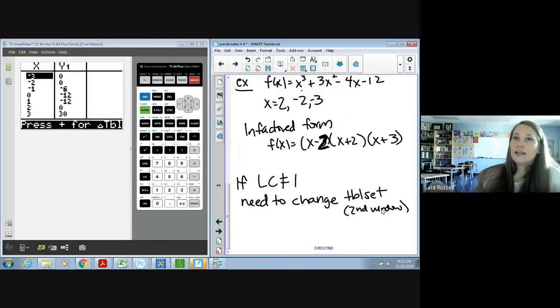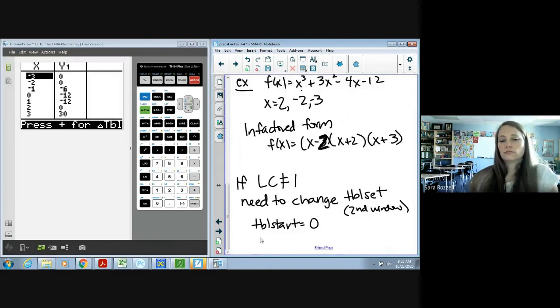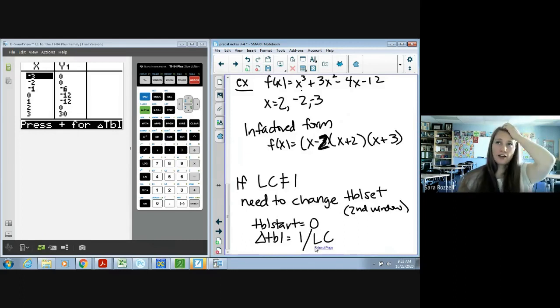All right. And this is what you're going to change it to. The table start needs to equal 0. And the delta table, delta just means the change or how much your x values are increasing each time, needs to be 1 over the leading coefficient because that's going to make it increase in those fractional values.